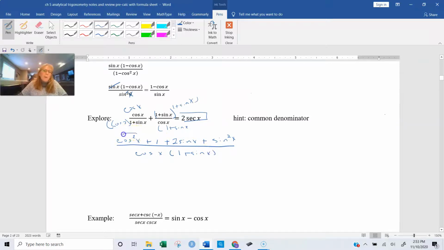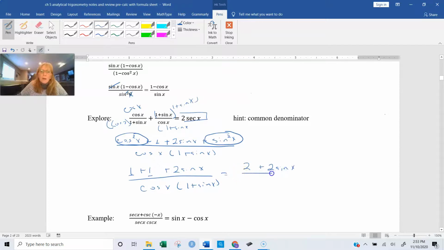Well, we know that the cosine squared plus the sine squared is equal to 1. So we can combine those two. And we're going to have 1 plus 1, because cosine squared plus sine squared is this 1 from right here, plus 2 sine x all over cosine x times 1 plus sine x. Doesn't look like we're getting far, does it? Let's keep going. So then we got 2 plus 2 sine x all over cosine x times 1 plus the sine of x.